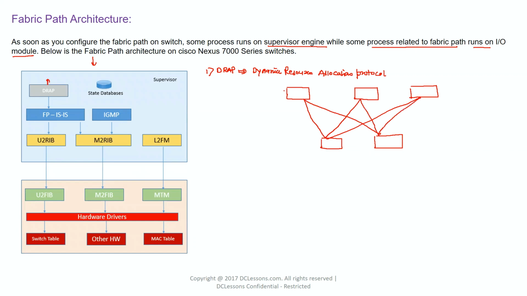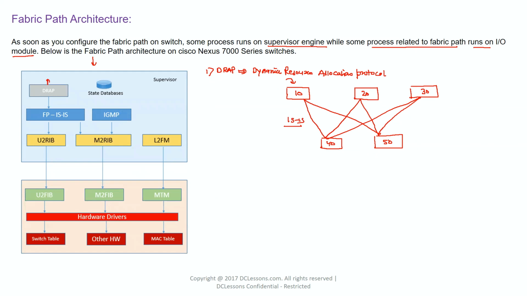Now as soon as I configure FabricPath, DRAP on each and every switch will allocate a switch ID. Let's suppose it allocated 20, 30, 40, 50, right? And as soon as the switch ID is allocated by DRAP, with the help of IS-IS, these switch IDs are shared between each of the switches, to identify that each switch must have a unique switch ID.